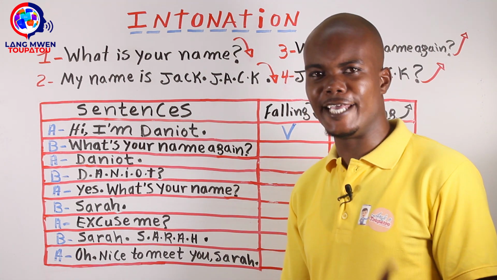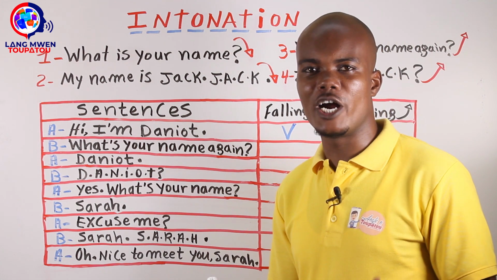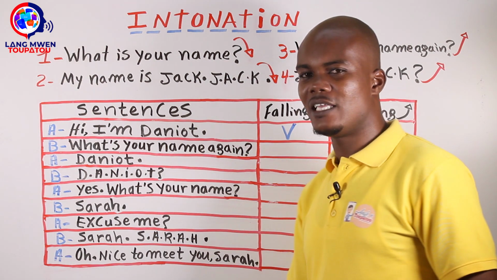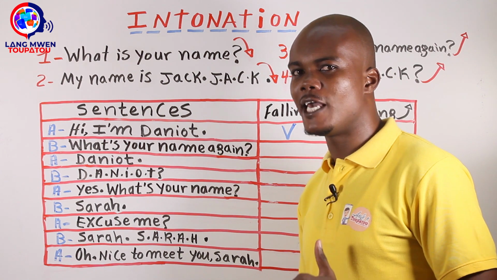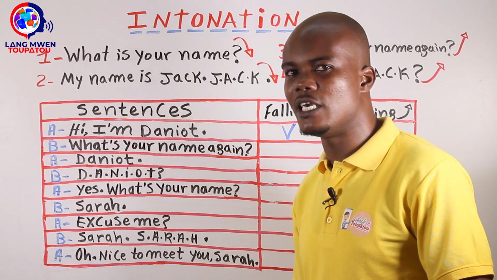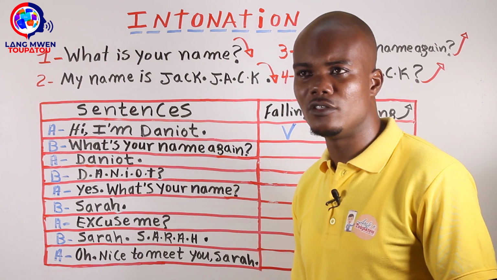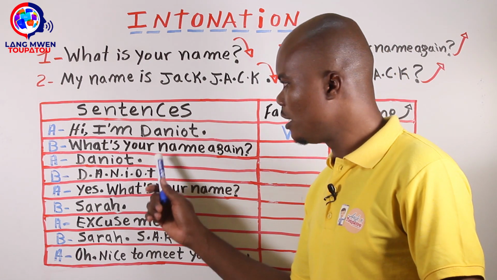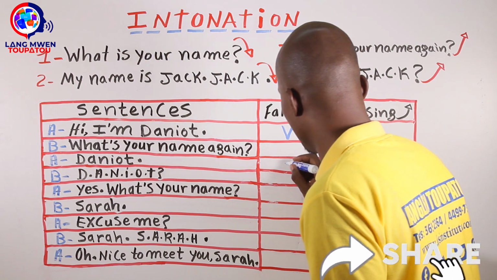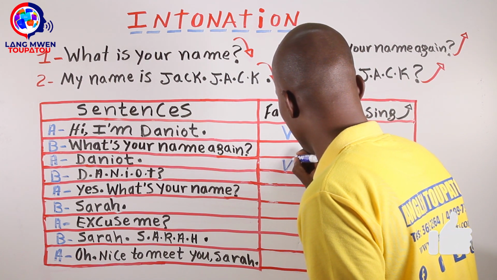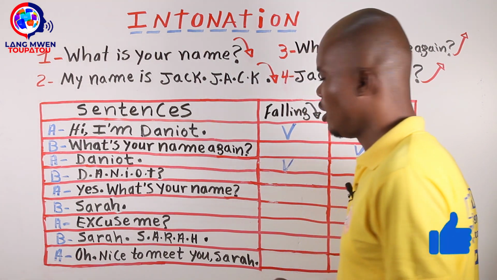Daniel, what do you say? I know you were smart. It's a falling intonation. Why? It's because I lower my voice at the end of this. Do I say Daniel? No, it's Daniel. Great. Now you check. Falling intonation. Good.